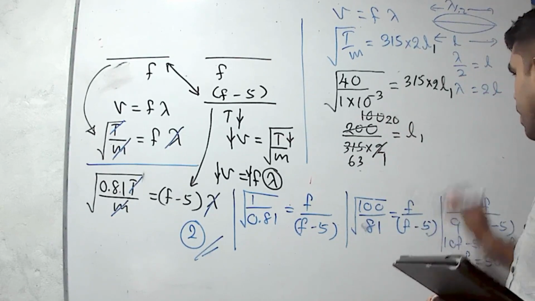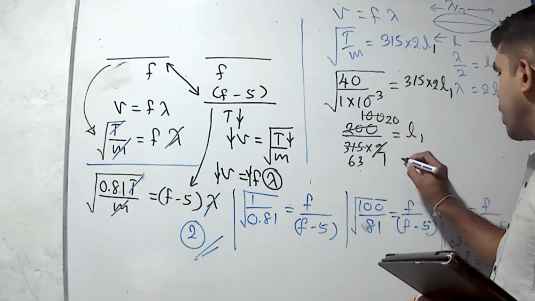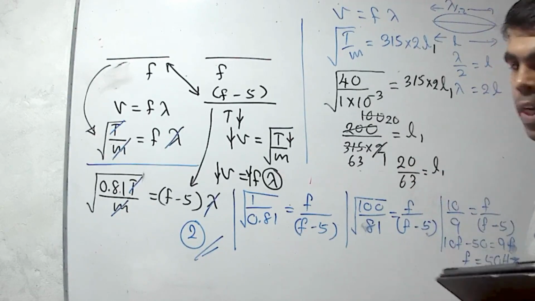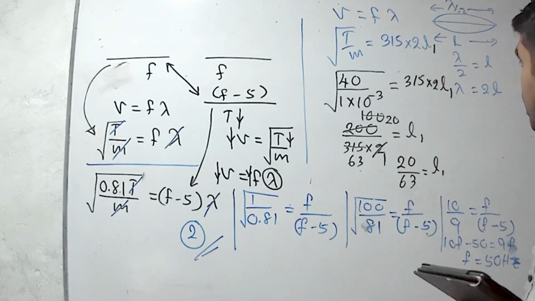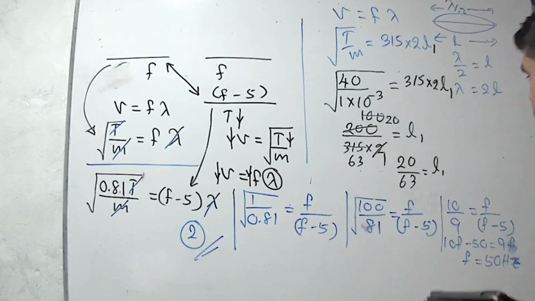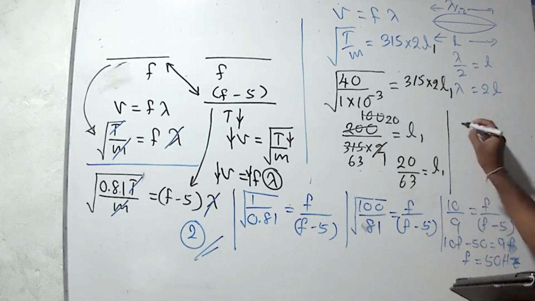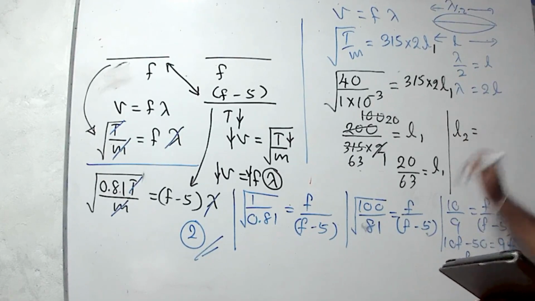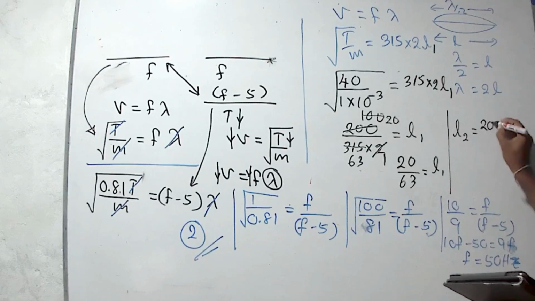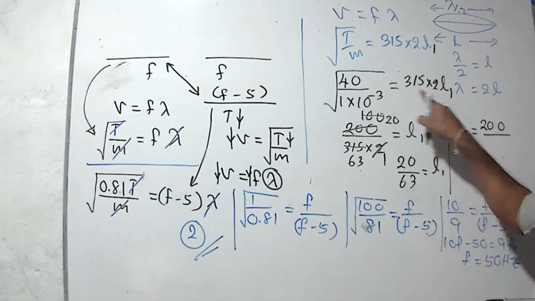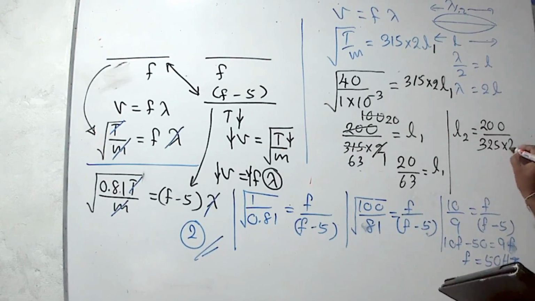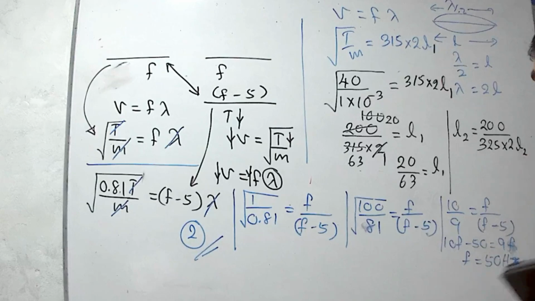Then we can get 20 over 63 is the corresponding resonance length when frequency is 315. Now I will use the same equation. This value is not changing, 200. Divide by, now the frequency should be 325 for the new resonance length L2.